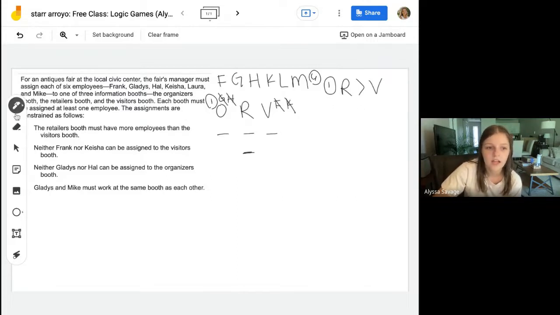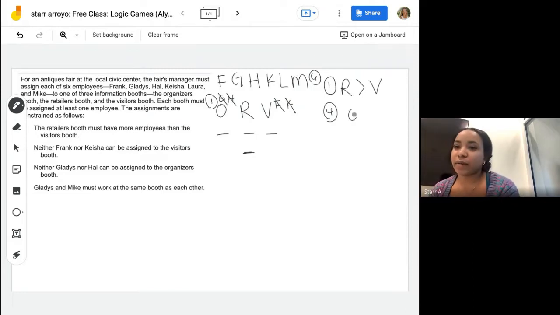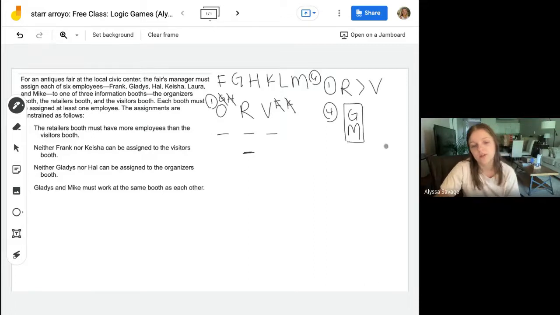Okay. And our last rule says that G and M must work in the same booth as each other. I would put G and M together, but I don't know how to. I would just box it, just to remind yourself that if I pick up G, M has to come with it. They're together, they can't be separated. When I have a rule that's telling me that they have to be together in the same group, or immediately next to one another in an ordering game, boxing them reminds me that when I pick it up, everything in that box has to come with it. So that's our last rule.